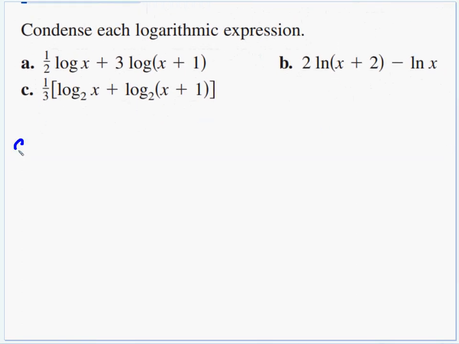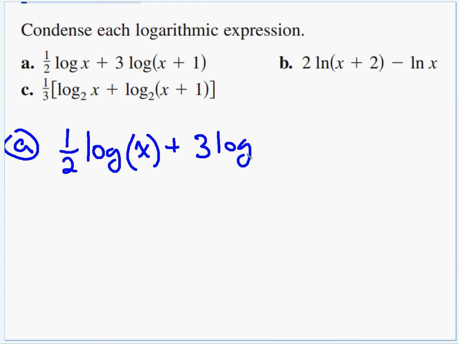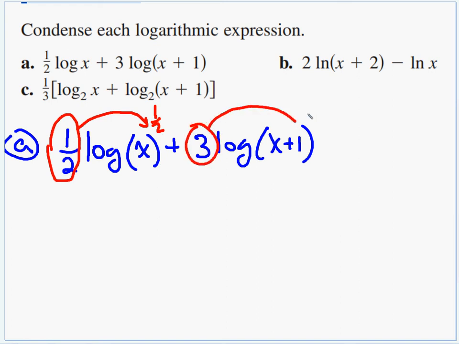Okay, I'm just going to copy part A down here. We got a half log of x plus 3 logs of x plus 1. When we were expanding, the last thing we did was bring exponents down. So it makes sense here. Our first step will be to take up coefficients and make them into exponents. So that half is going to go up and become a half power. This 3 is going to jump up and become a cubed outside the x plus 1.